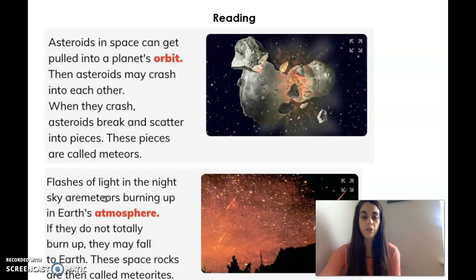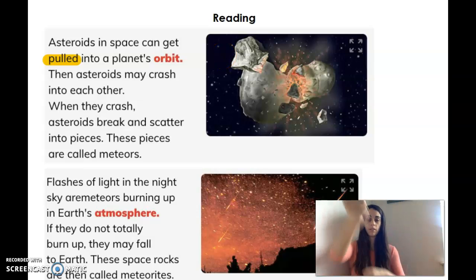Great, did you practice your words? Now we're going to look at the reading. Please find the reading on your paper. First, we are going to look for our vocabulary. I will do the first one. I see the vocabulary word pulled, so I'm going to highlight it. Please highlight the word pulled on your paper.